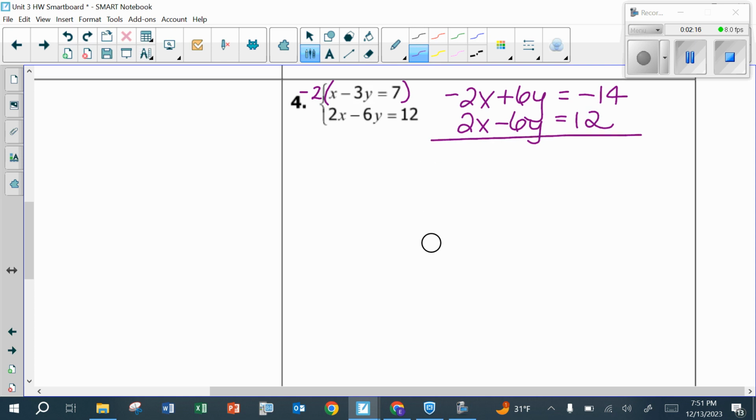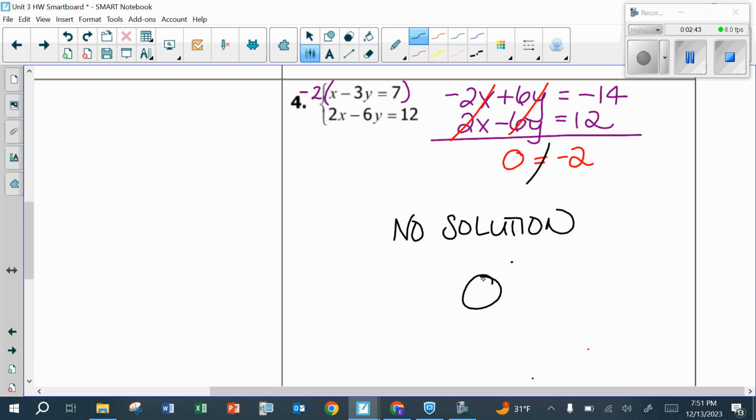So we got 2x minus 2x, that goes away. 6y minus 6y goes away. So technically, because everything's gone on that side, we can just say that equals 0. And negative 14 plus 12 is negative 2. So we know 0 does not equal negative 2. And if you have a statement that's not true, then that means there's no solution. You can write out no solution, or you can do the circle with a line through it.